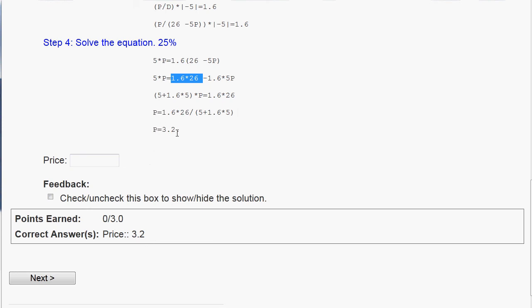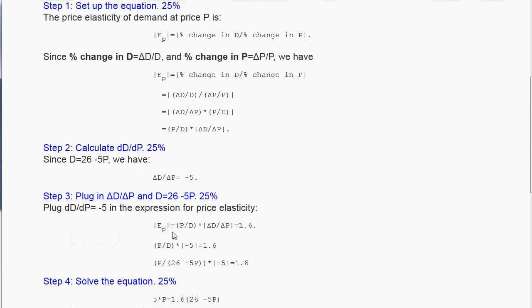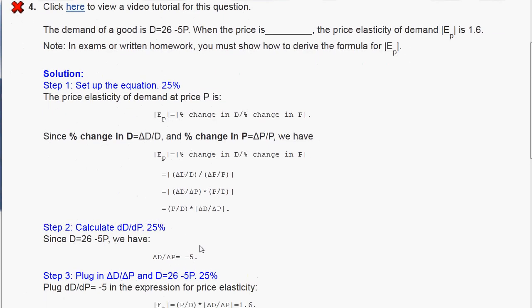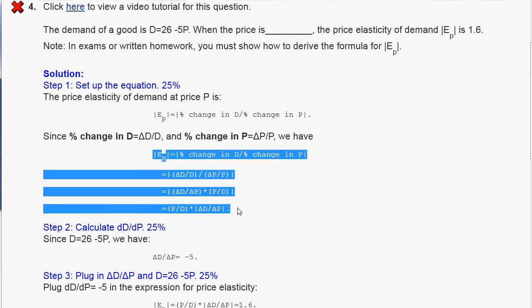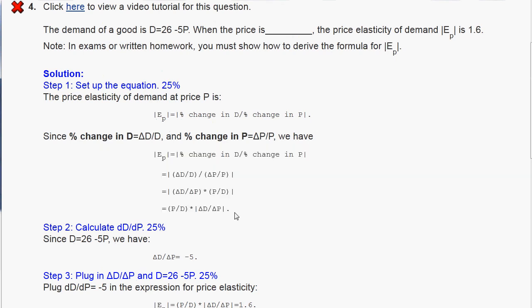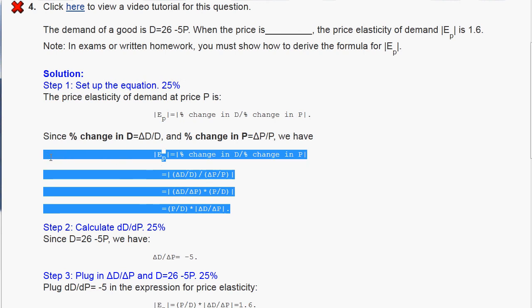Right, that's how we solve this question. The most important function that we use is this formula. As long as we understand this formula, everything else is just algebra. That's all for this question.